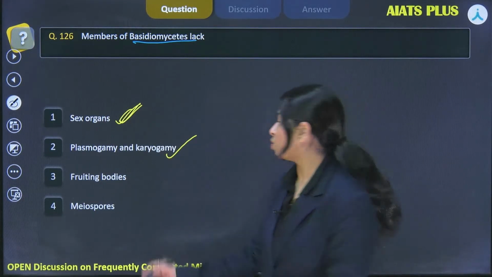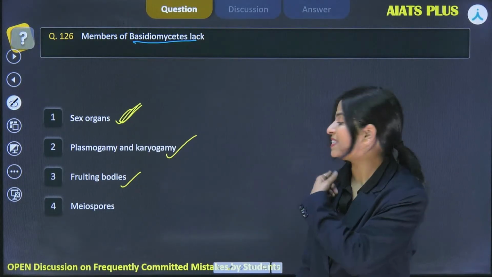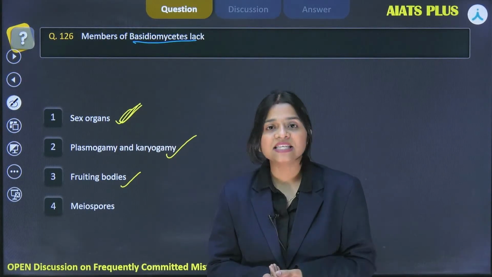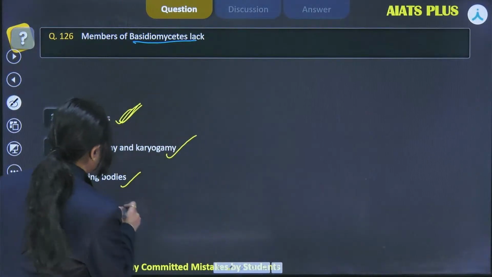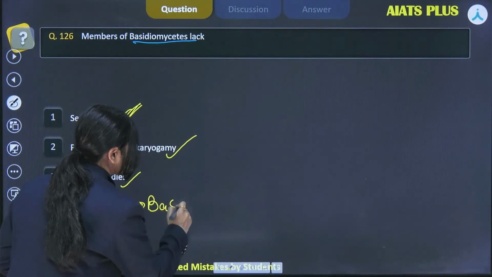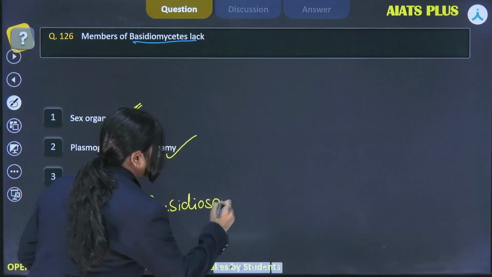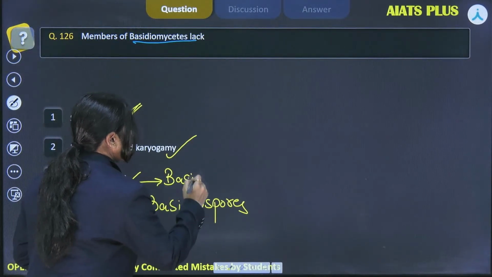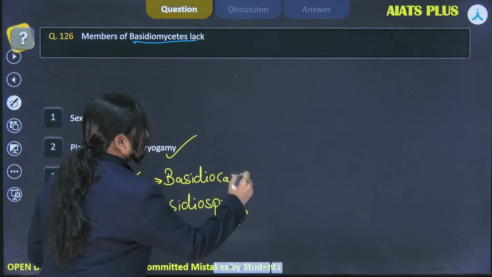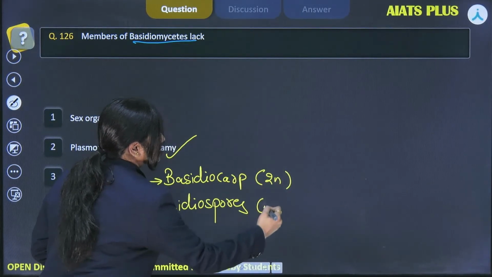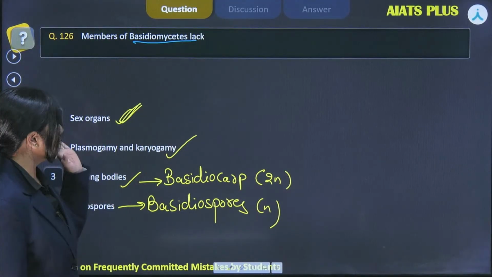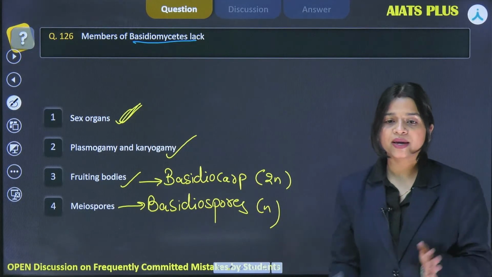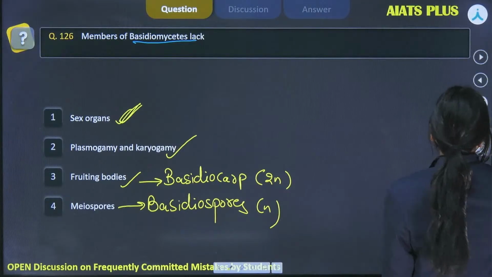Fruiting bodies, yes, basidiocarps are the fruiting bodies, the mushroom I showed you in the representation, and the last one are the meiospores. Yes, these are the haploid spores that are the basidiospores, okay? So we can also call them the basidiospores. Okay, and here this fruiting body is nothing but the basidiocarp. Okay, this is diploid, this is haploid, right? Both of them are present, and the only thing that is lacking in case of basidiomycetes are the sex organs. Okay, clear with this? Chaliye. Moving on to the next question.